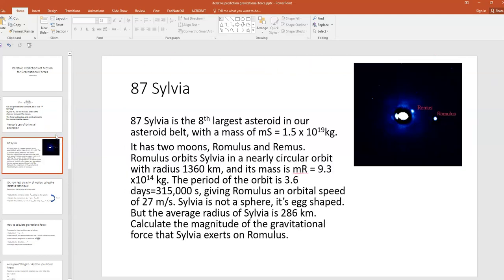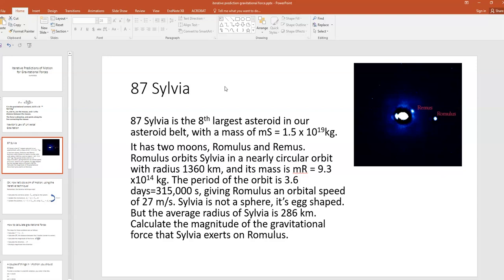We're going to play around today with the motion of some asteroids. I decided to do this for fun. This is an image of 87 Sylvia, this funny looking blob here in the center. It's the 88th largest asteroid in our asteroid belt, and it's got a mass of 1.5 times 10 to the 19th kilograms.